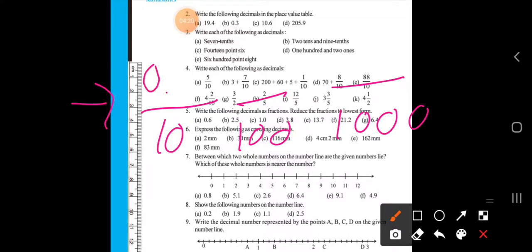Here, after the decimal point, one digit will be there. In 100, after the point 2 digits will be there. Okay, 1 and 2. It's not 12, it's 2 digits. Here 1, here 2, here 1. And in 1000 there are 3 digits after the decimal point.